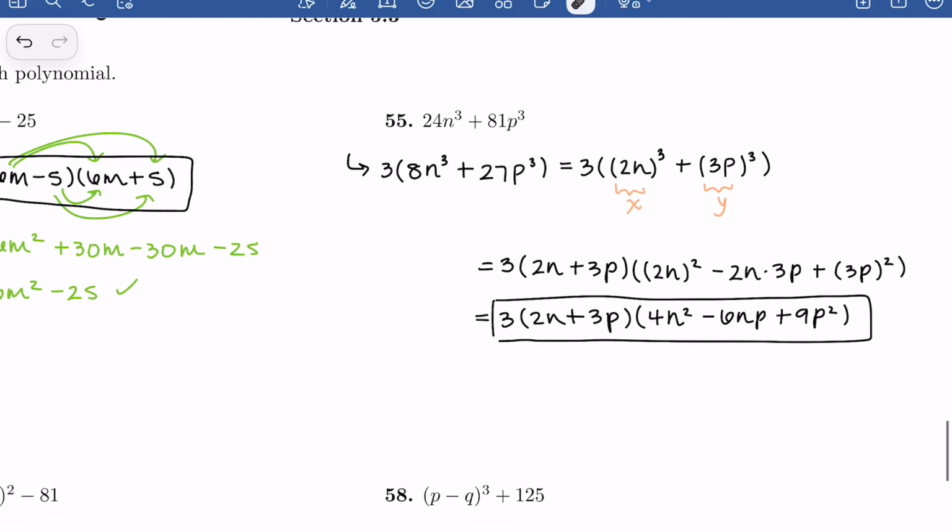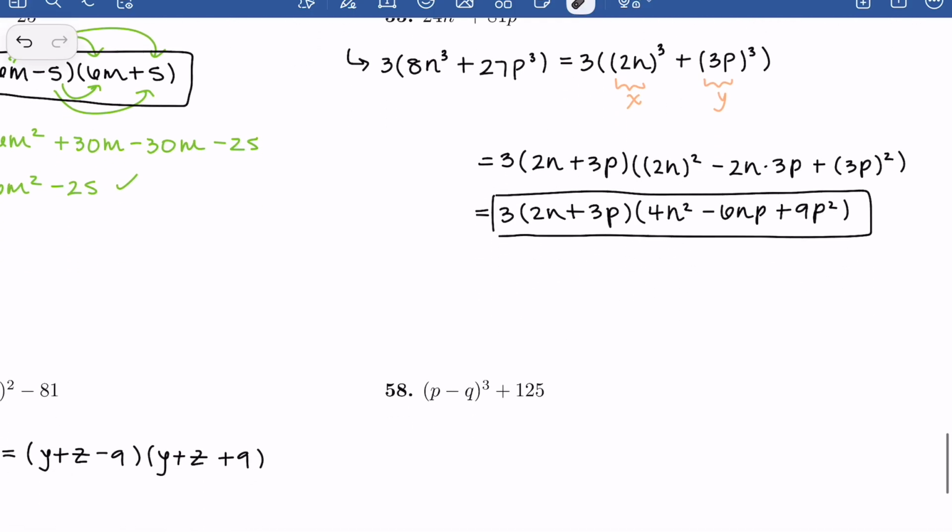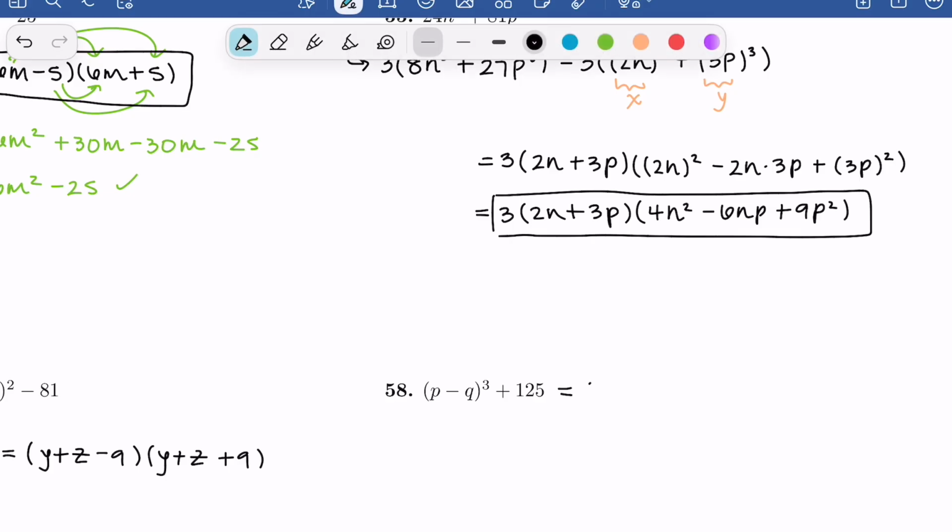Now this next example is similar. Notice we have two perfect cubes. We have p minus q cubed plus 5 cubed. So again, we're going to use our sum of cubes formula. Let's rewrite this as two perfect cubes. This means p minus q, this whole thing, would be our x, and this 5 would be our y.